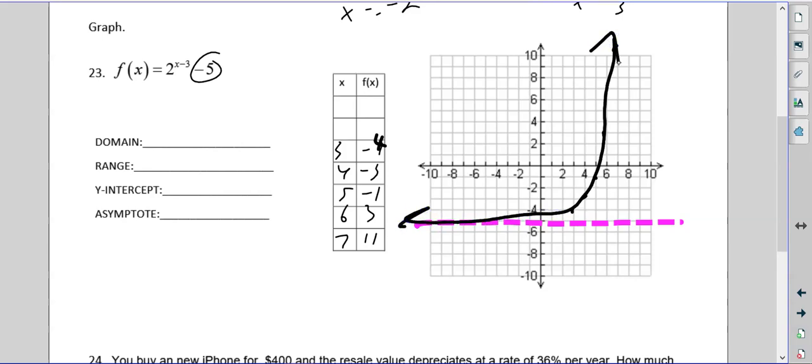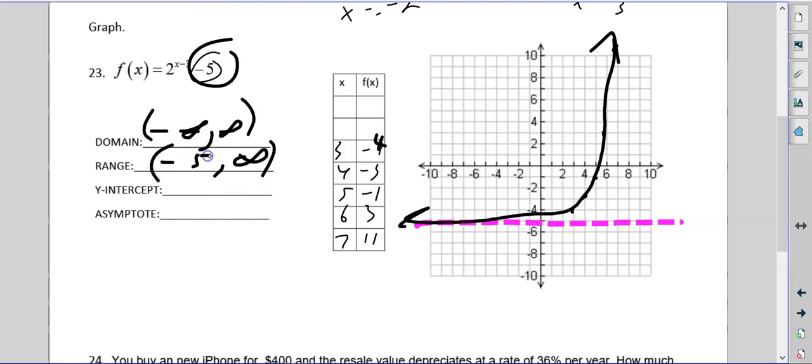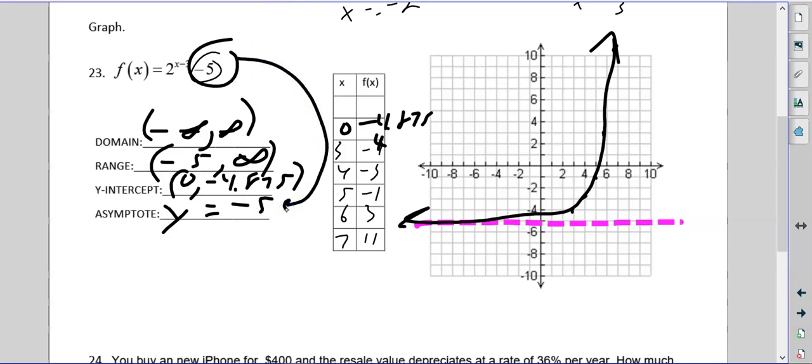All right. So the domain, again, never changes on these exponentials. The range is going towards positive infinity, and it does not hit negative 5. And my y-intercept, if I go to the calculator, it would be here. It's a nasty decimal. It's negative 4.875. And the asymptote, again, is a y equals equation, and it's this number right here. Again, negative 5.